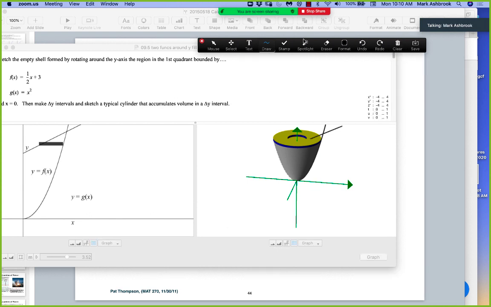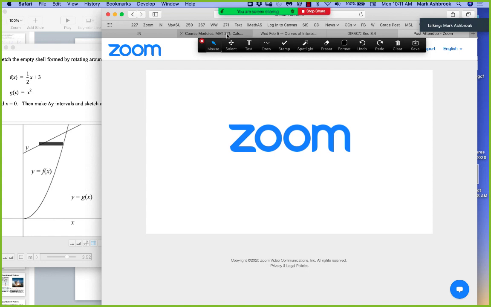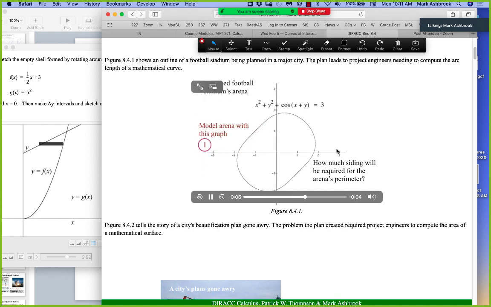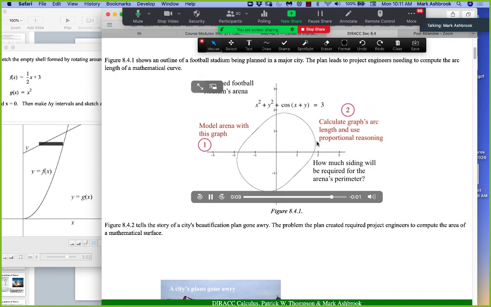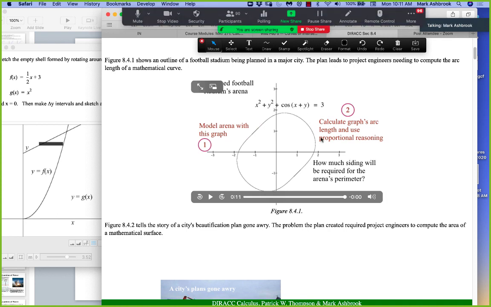So the next topic is arc length. Here's a kind of motivational example. Suppose this is a top view looking down on a stadium, and suppose we want to know how much siding we're going to need around the arena's perimeter. The idea is we're going to model that curve with a function, and then calculate the arc length around it.